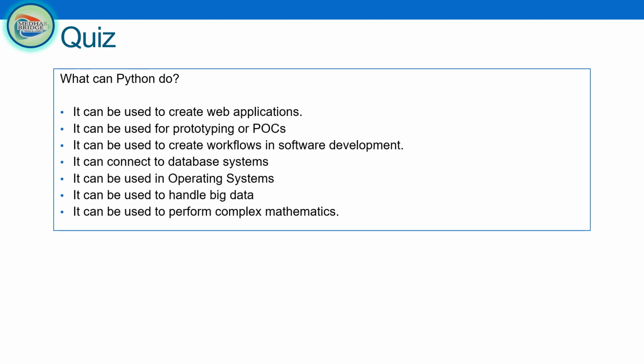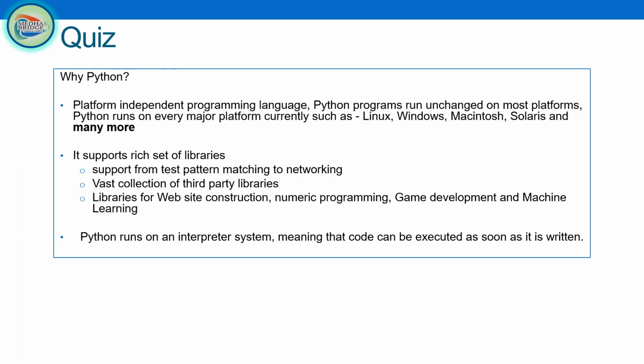What can Python do? It can be used to create web applications. It can be used for prototyping or POCs. It can be used to create workflows in software development. It can connect to database systems. It can be used in operating systems and it can be used to handle big data. It can be used to perform complex mathematics.